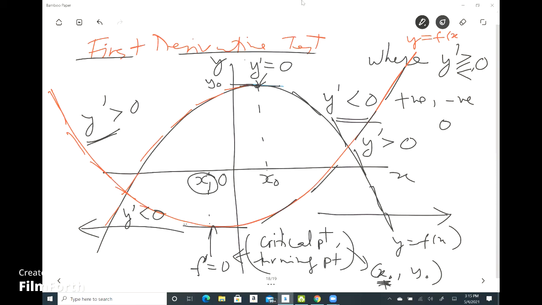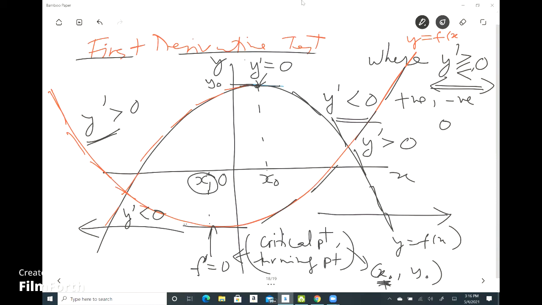On the left, you'll see y prime less than 0. On the right, y prime bigger than 0. So as I said earlier, you can break down the curve in terms of intervals where y prime is positive and y prime is negative, and the separation point is where y prime equals 0. Now let's be more specific.